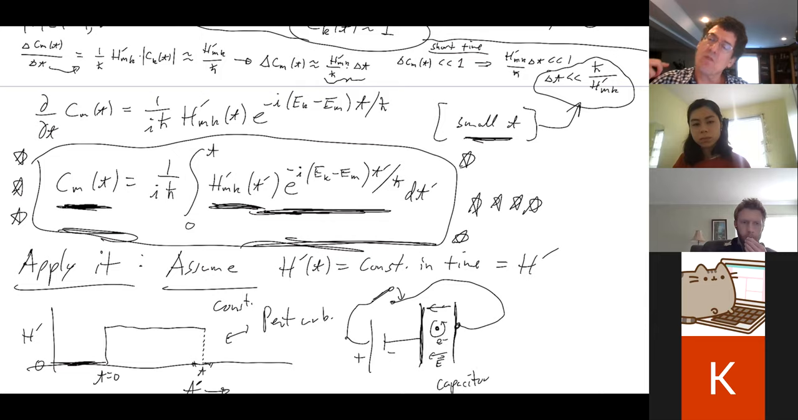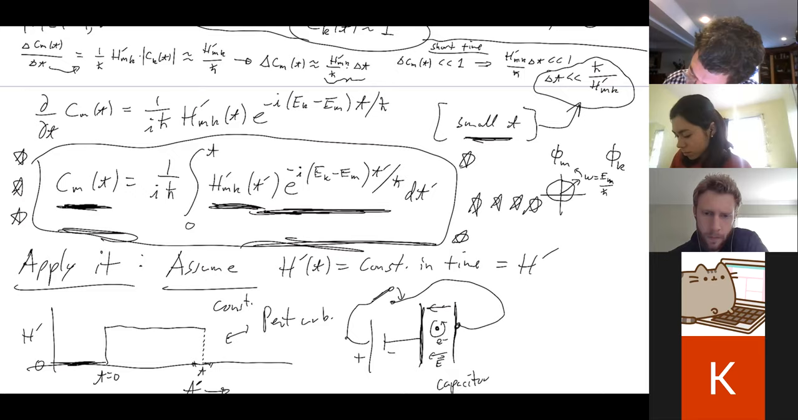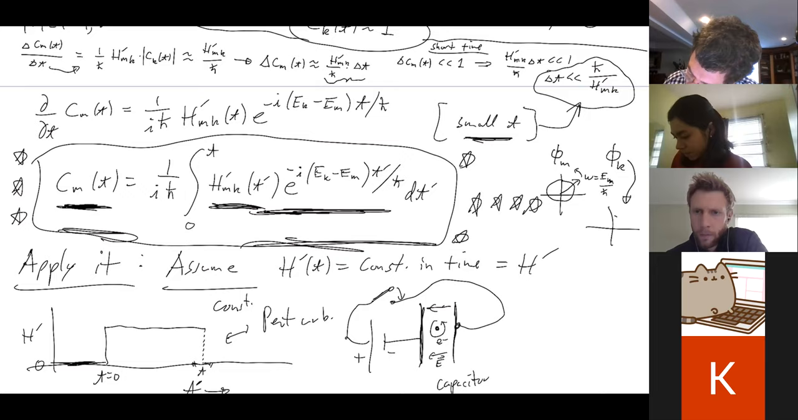Well, the phase factor with the e to the minus i (E_k minus E_m). Exactly. Because the thing that you have to appreciate is that I have the mth state and I have my initial state k. My mth state has a phase factor that's spinning with some frequency omega equal to E_m over h bar. And my kth state also has a phase factor that is spinning with some frequency, and that frequency is omega equals E_k over h bar.